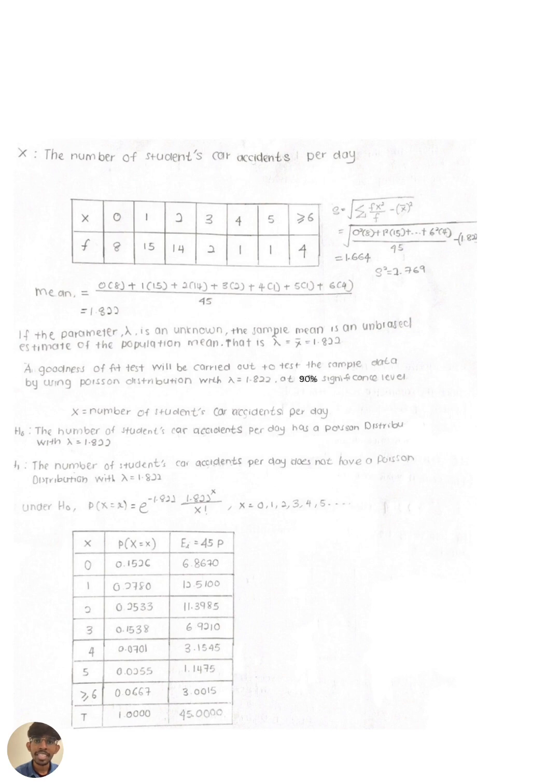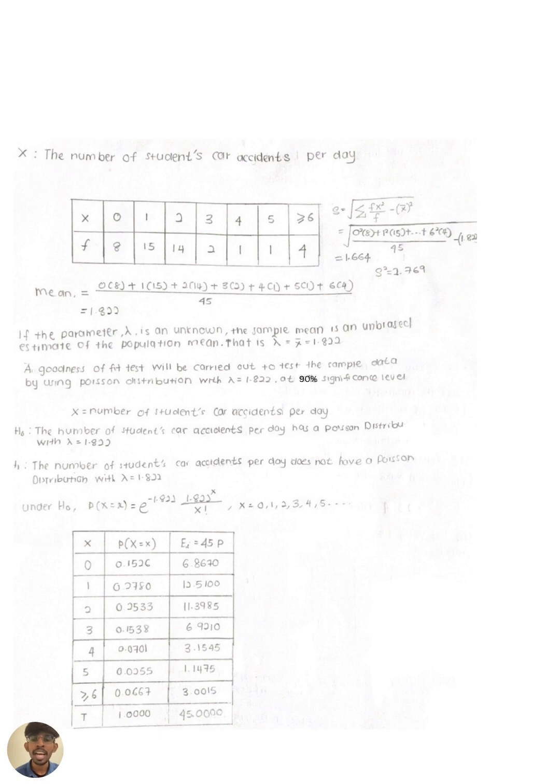Here we can see that I denoted X as the number of student car accidents per day, and I tabulated the data accordingly. In the first step, I calculate the mean, where the summation of fx is divided by the summation of frequencies, and I have 1.8822. Next, I calculate the standard deviation, where the square root of the summation of fx squared divided by f, minus the mean squared, and I got 1.664.